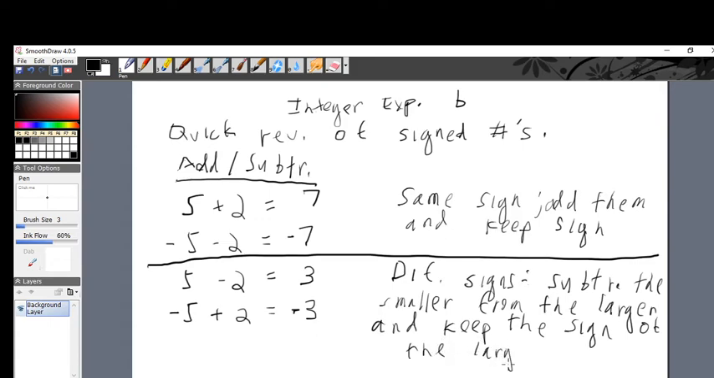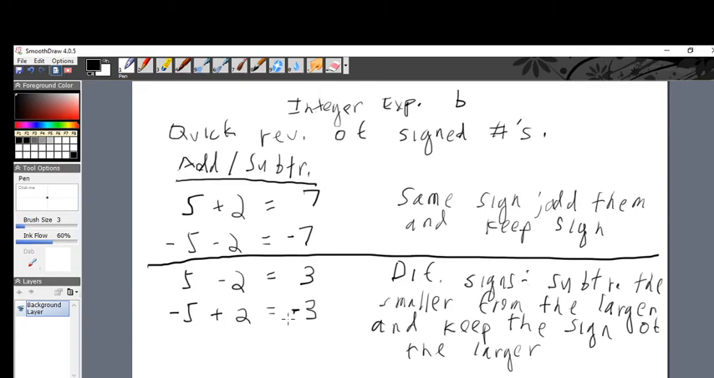What do I mean by that? Here's what I mean. You subtract the 2 from the larger one. 5 minus 2 is 3, and keep the sign of the larger. The larger is positive, so the answer is positive. Subtract the 2 from the larger, 5 minus 2 is 3, and keep the sign of the larger. Those are the rules of addition and subtraction.